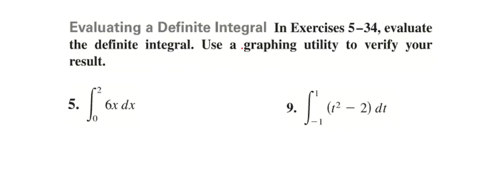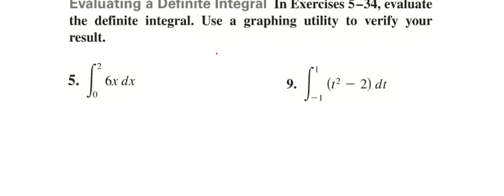Okay, so here we're going to evaluate these definite integrals, and our instructions ask us to use a graphing utility to verify, which is not required. So the first one we have here is 6x dx on the closed interval from 0 to 2. We want to find the antiderivative of 6x dx on the closed interval of 0 to 2.